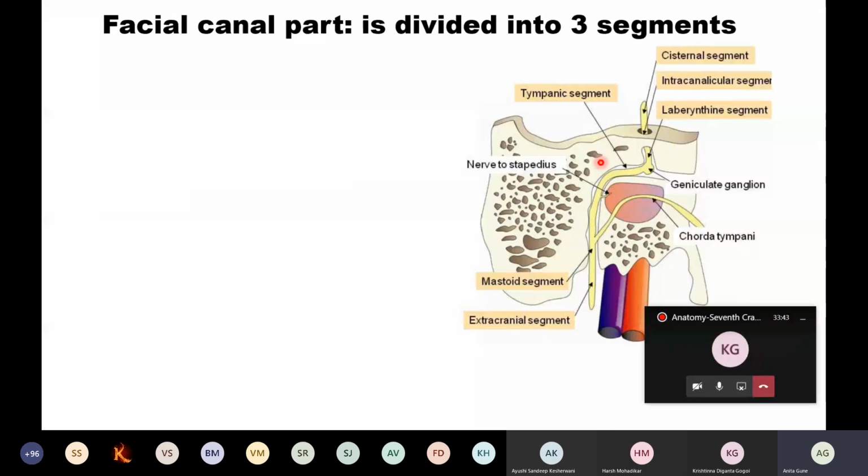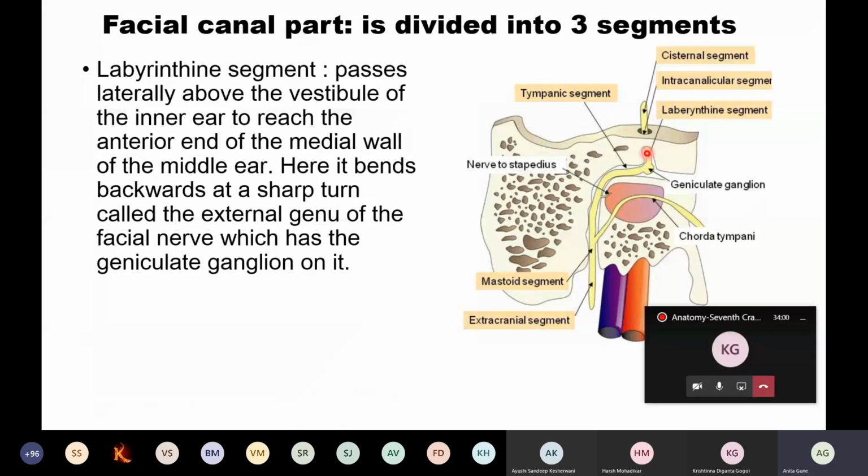In the facial canal, again it is divided into three parts. So you can see initially it was two different roots, but entering into the facial canal, that has become one trunk. The first part or the first segment of the facial canal, this part, is called the labyrinthine segment. This labyrinthine segment is present laterally to the vestibule of the inner ear.